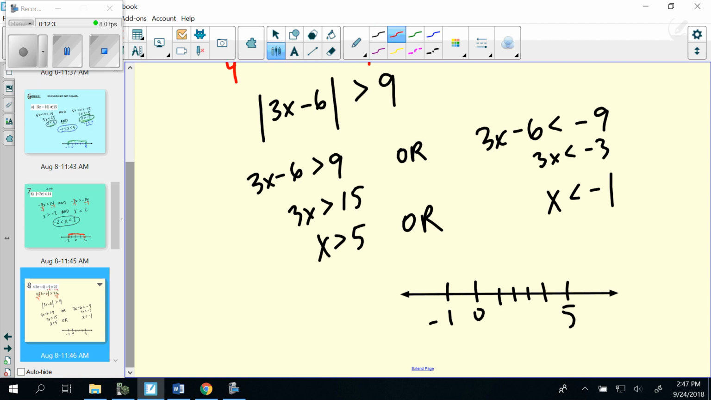You have an open circle at 5 going to the right, and an open circle at negative 1 going to the left. So the answer is either here or out this way over here.